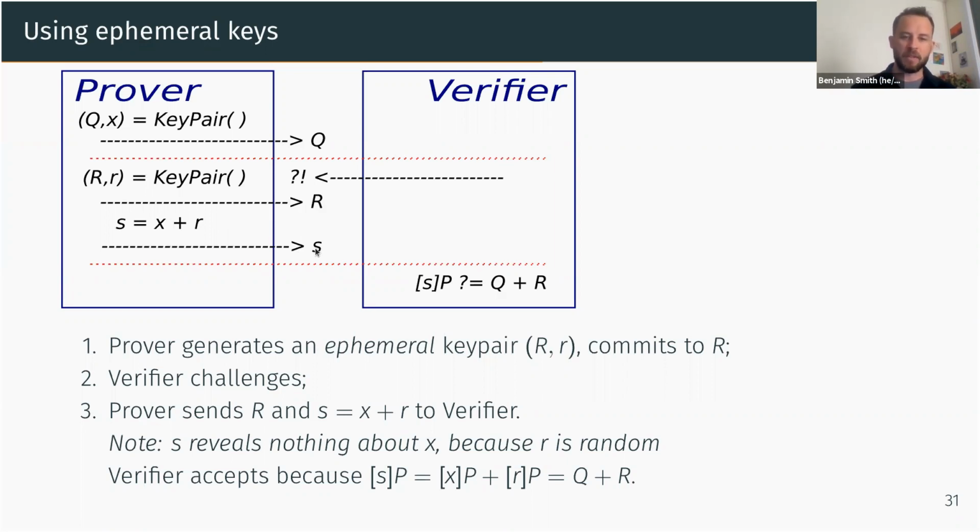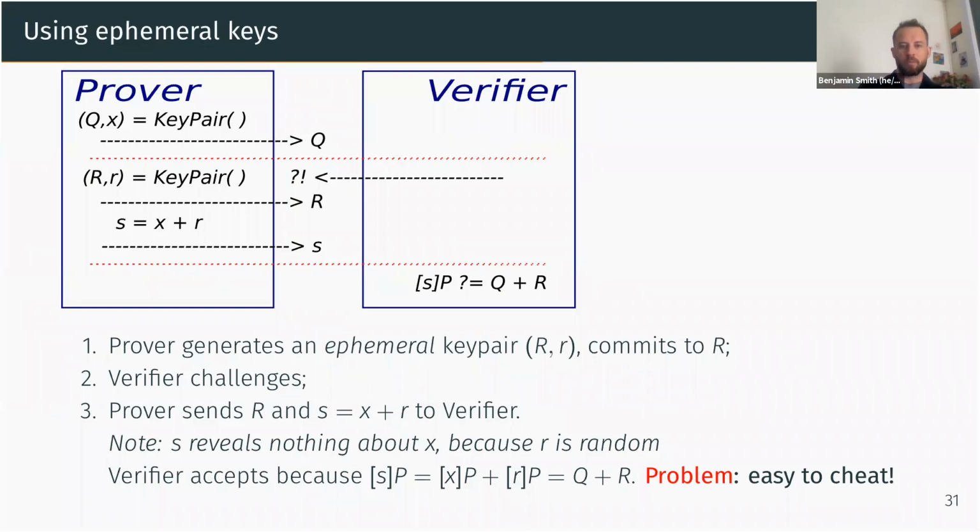And the idea is that S is revealing nothing about X because R is random. If you take some value and you add a random integer to it, what you've got is a random integer, basically by definition. So the verifier is going to accept this because adding scalars is the same as adding multiplied points. So S times P is (X plus R) times P, which is XP plus RP, which is Q plus R. So this is correct. The problem with this is that you can cheat.